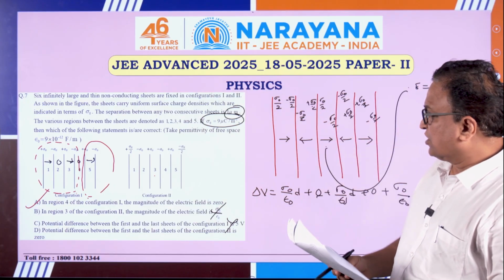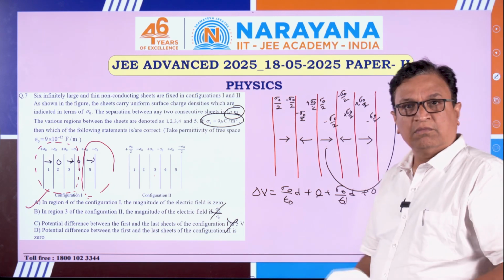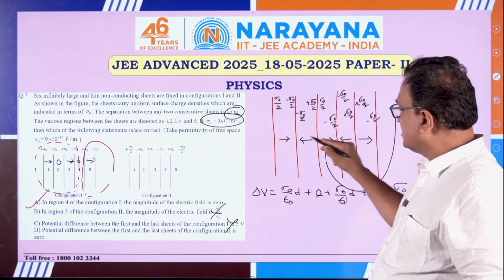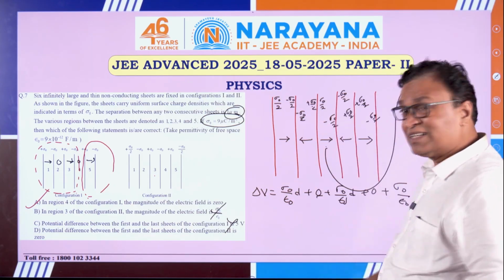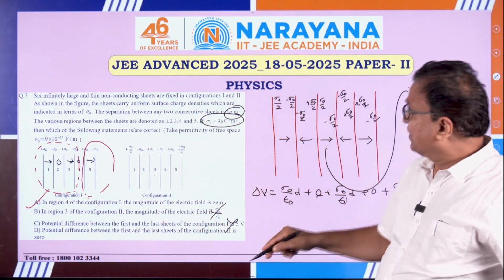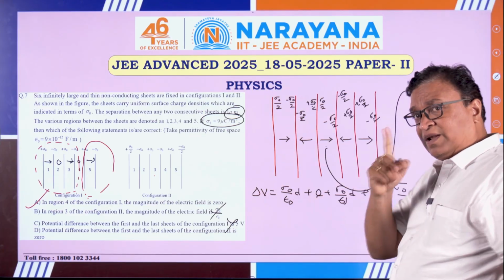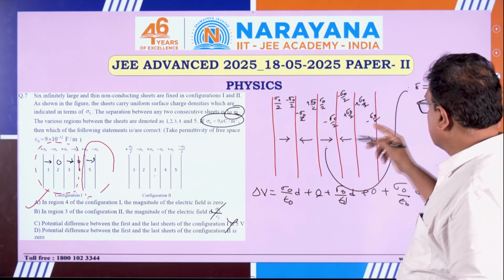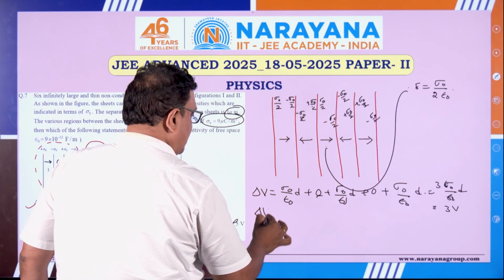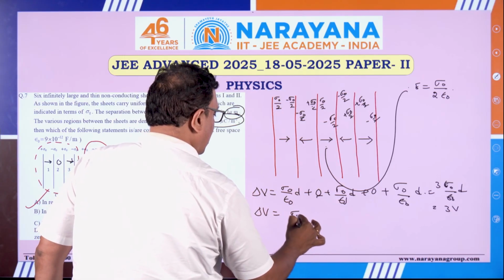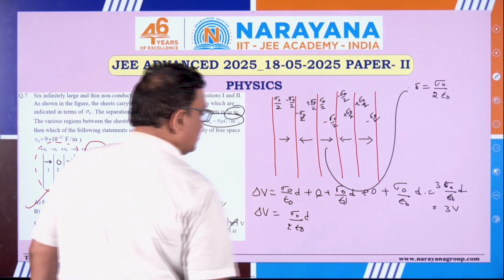Next, the potential difference between the first and the last plate of configuration 2 is 0. No, not at all. Why? I will explain. Maybe this cancels. Yes, this one and this one cancel. But one thing is left. Basically, if you draw the PD formula across these two plates in the same way, you will have one arrangement. Actually, in the second case, the potential difference becomes delta V equals sigma naught by 2 epsilon naught d. That's what you will have.